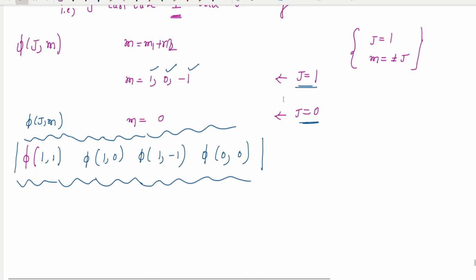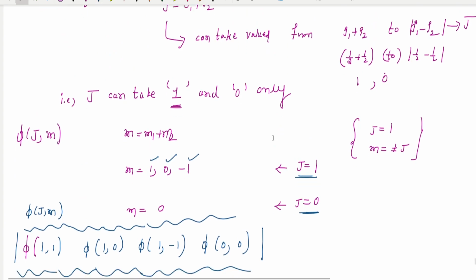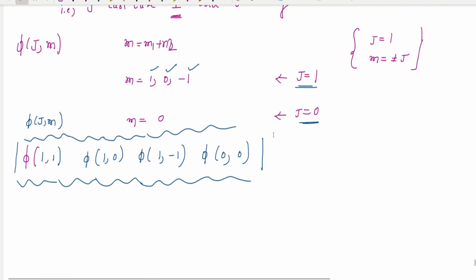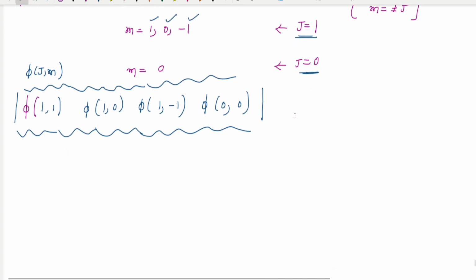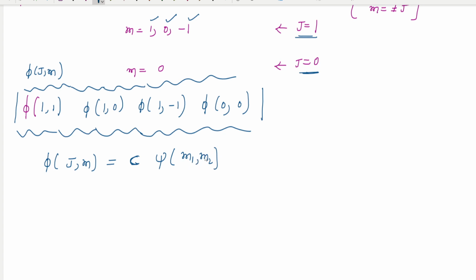In a similar manner, here also I can get 4 functions, if you put J is equal to 1 divided by 2. So this is how we get the psi, the corresponding quantum state values. Then you can try to write this equation. So this is the equation, right? Generally I am going to write this as psi J, comma M, right? These are the corresponding values, and some constant is there here. And the wave function psi, this is M1 and M2. In case you add M1 and M2, you can get M.